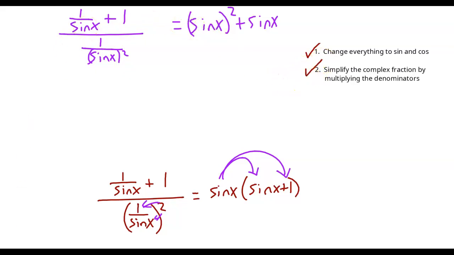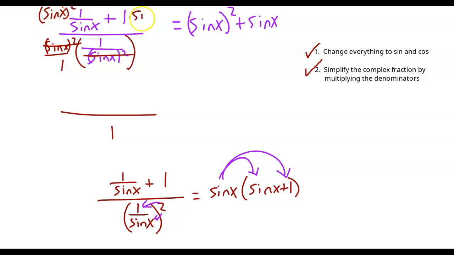All right, so we're going to simplify the complex fraction by multiplying the denominators. I'm going to multiply this fraction here by sine of x squared. The benefit of that is that this is going to cancel this out, leaving me with only a 1 on the bottom. But whatever you do to the bottom of this big old fraction, you've got to do to the top. So I'm going to multiply by sine of x squared here.